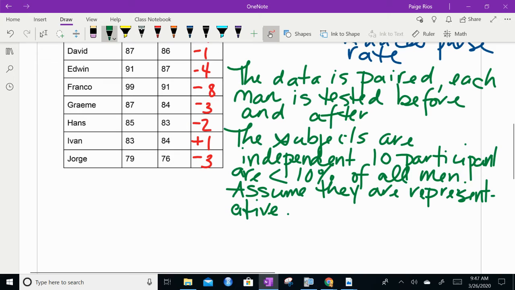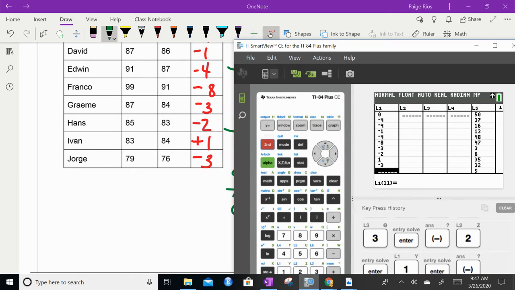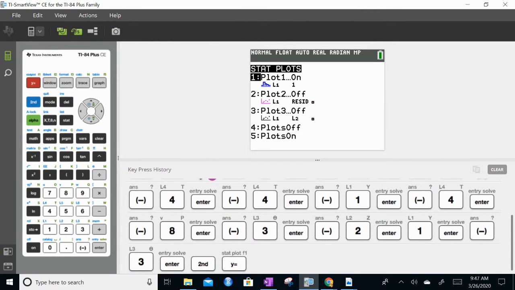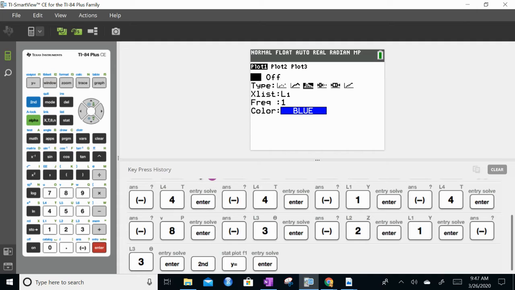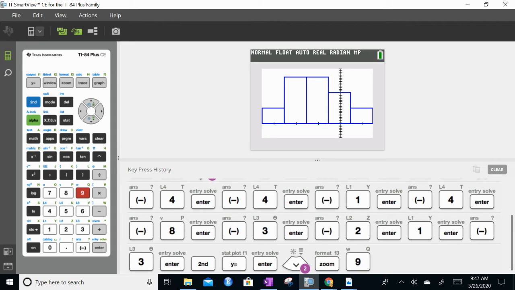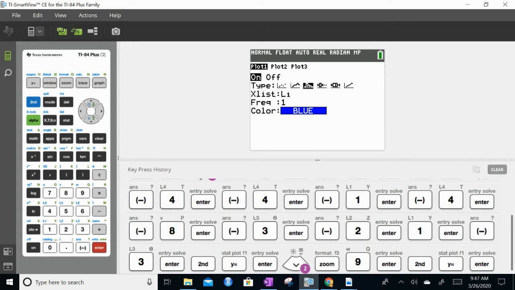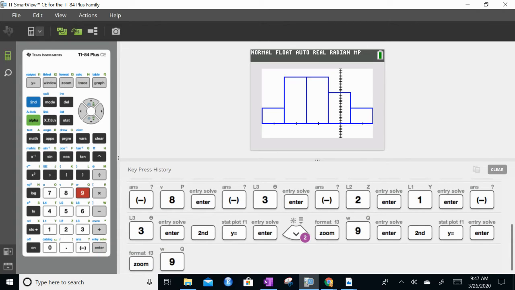Lastly, I need to make sure that I check a histogram of the differences. Okay, so I'm going to go back to my calculator and make sure I turn this plot on. It is L1 that I'm looking at. So I'm just going to go zoom 9. And there I've got relative symmetry here. So I'm going to make sure that I've done that right again because it looks like the one I used the other day. So plot 1 on, zoom 9.